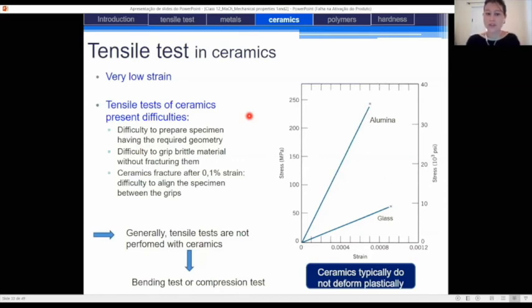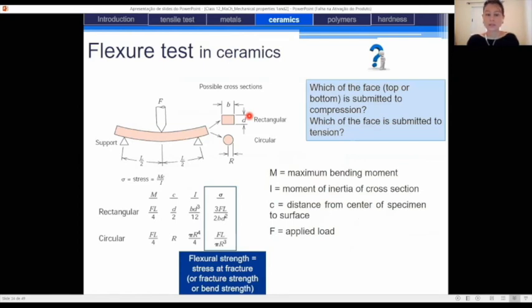That's why generally we don't perform tensile tests for ceramics, but we perform a test that gives us equivalent information. We perform a bending test or a compression test. Let's see how it works. This test is also called a flexure test. As you can see, in that case, we prepare a kind of bar of ceramic, and we perform a 3-point flexure test.